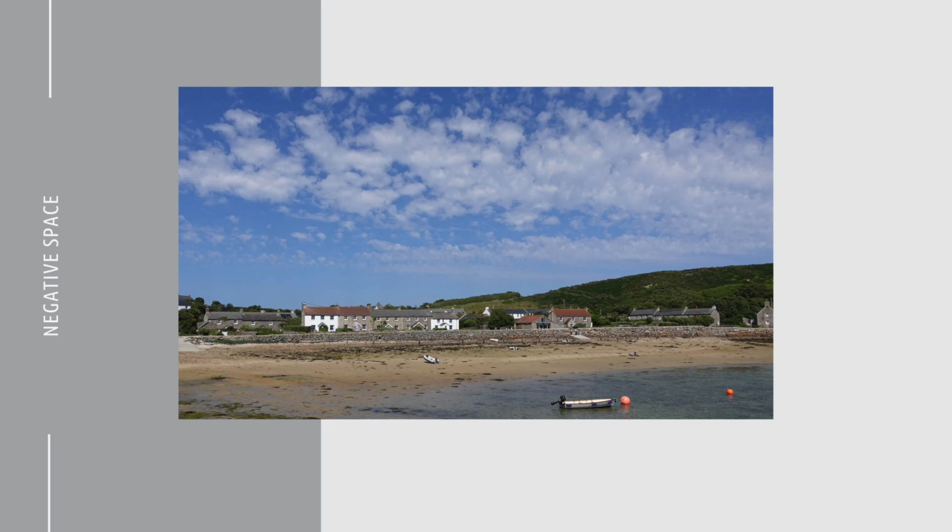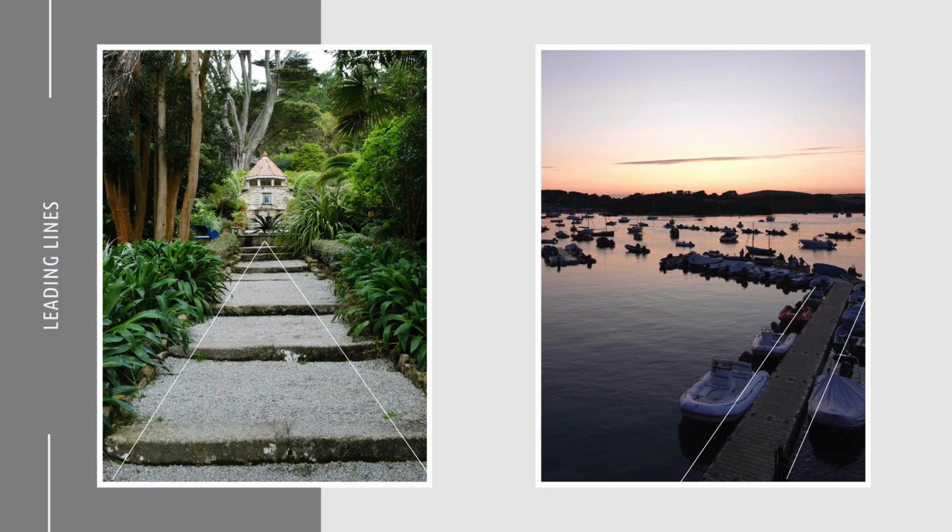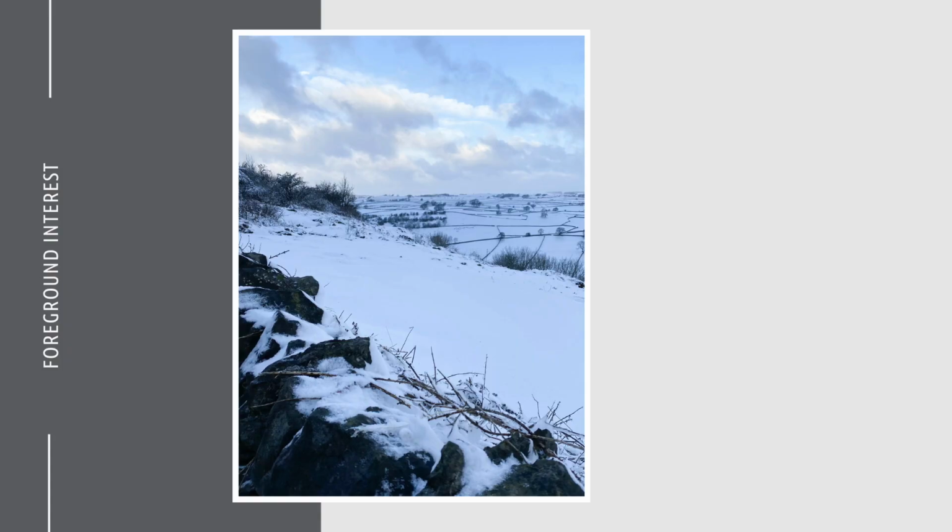Then we've got negative space, so you can make sure that you leave lots of sky or a wall or lots of sea in the image to make it really uncluttered. Then we had leading lines, and I showed you that image in the Tresco Abbey Gardens of the path going up to the building, and we also had the pontoon. Then we had the foreground interest, so it's great if you've got a landscape photo, as in an actual photo of a landscape, to have something in the foreground to give a bit of depth and interest to the image.